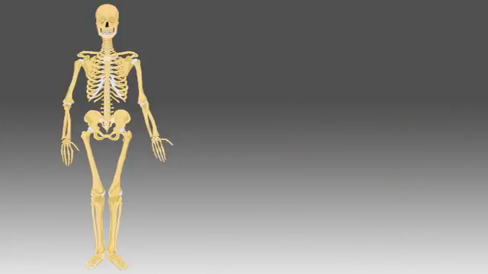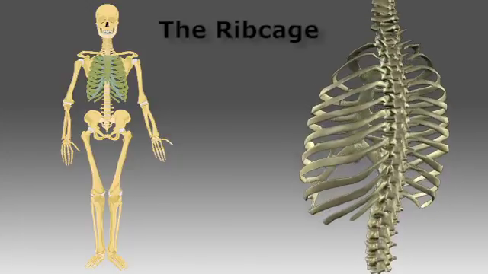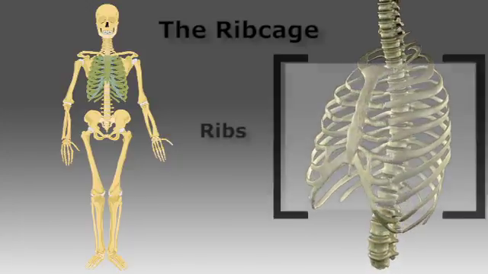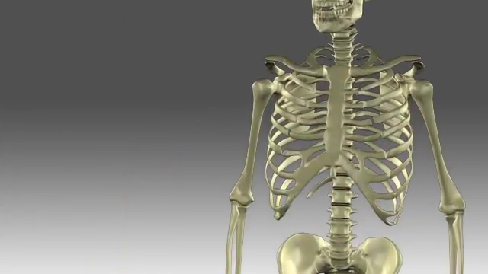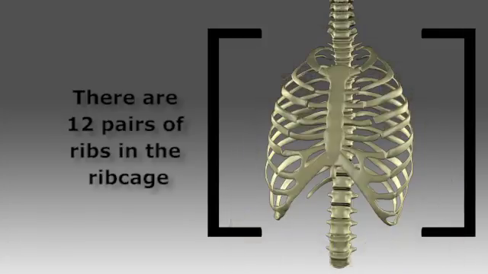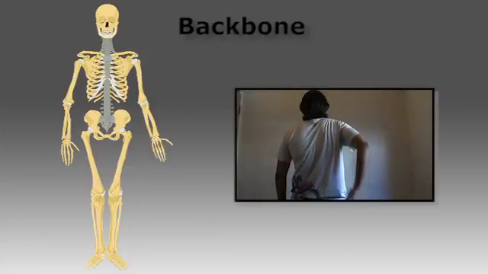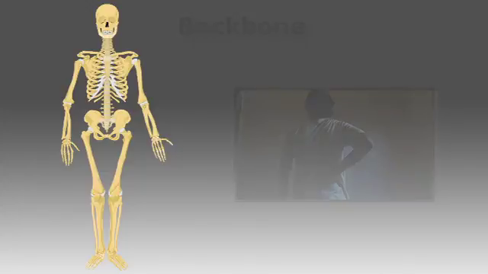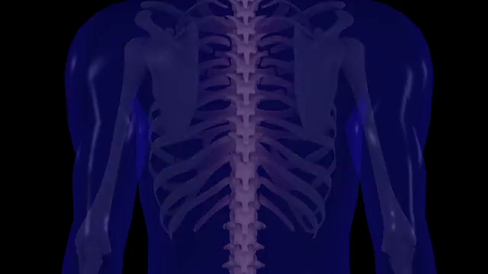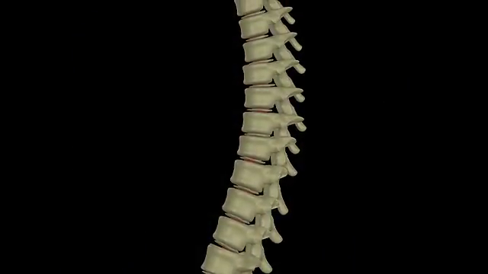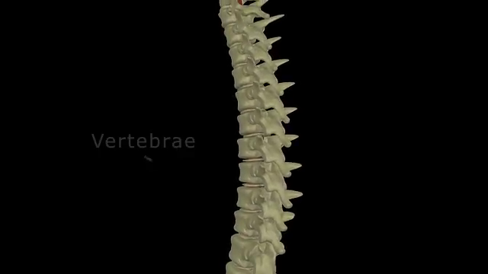Another important part of the skeleton is the rib cage. The rib cage is like a cage in our chest, which is made of bones called ribs. It protects our heart and lungs. There are 12 pairs of ribs in the rib cage. The third part is the backbone. You can rub your hand along your back to feel your backbone. Our backbone protects our spinal cord. Although it is called the backbone, notice that it is not a single bone, but a series of bones. These bones are called the vertebrae.